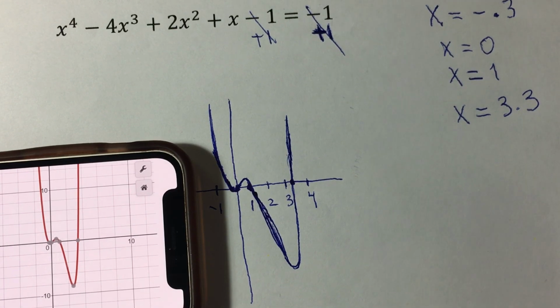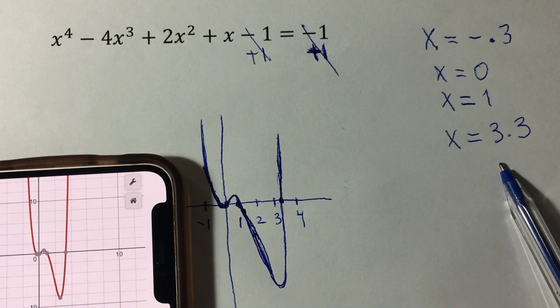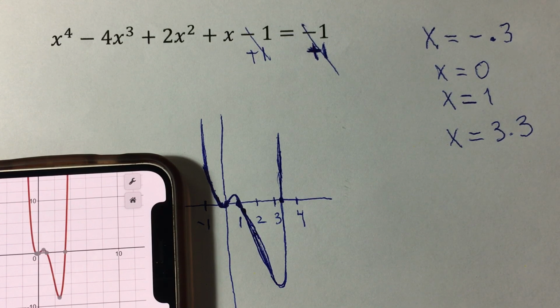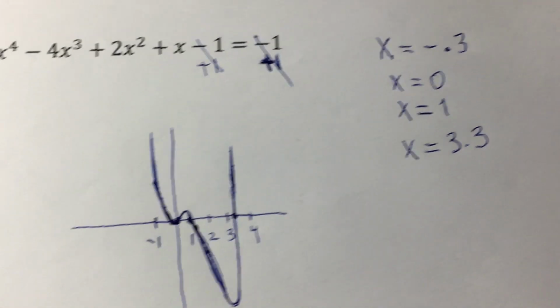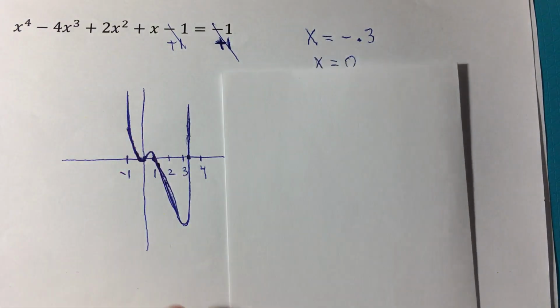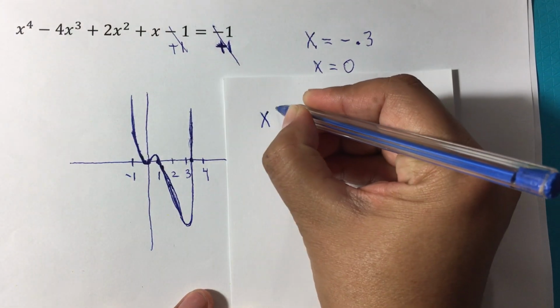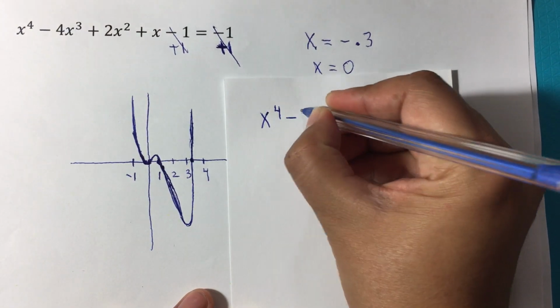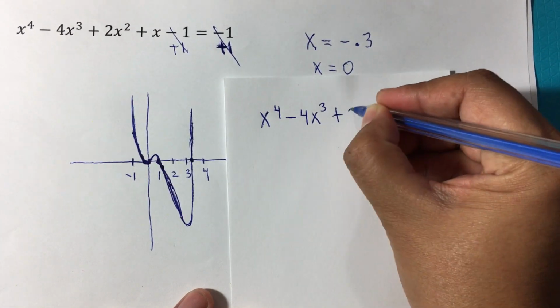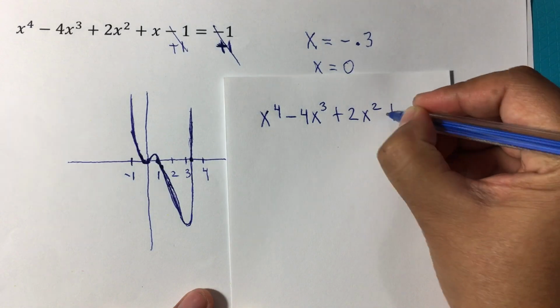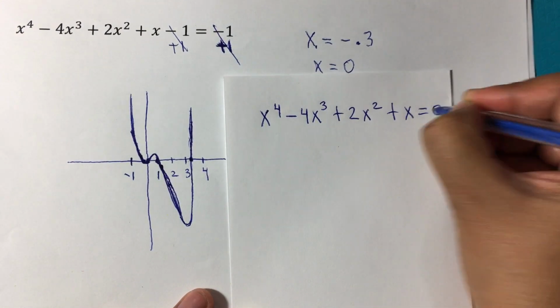Okay, but how can we find this algebraically? Let's try. We're going to be using different concepts that we learned in the past, so this will be very great review for you guys. Okay, technology to the side. Now that we eliminated the 1, let's rewrite that as x to the 4th minus 4x cubed plus 2x squared plus x equals 0.